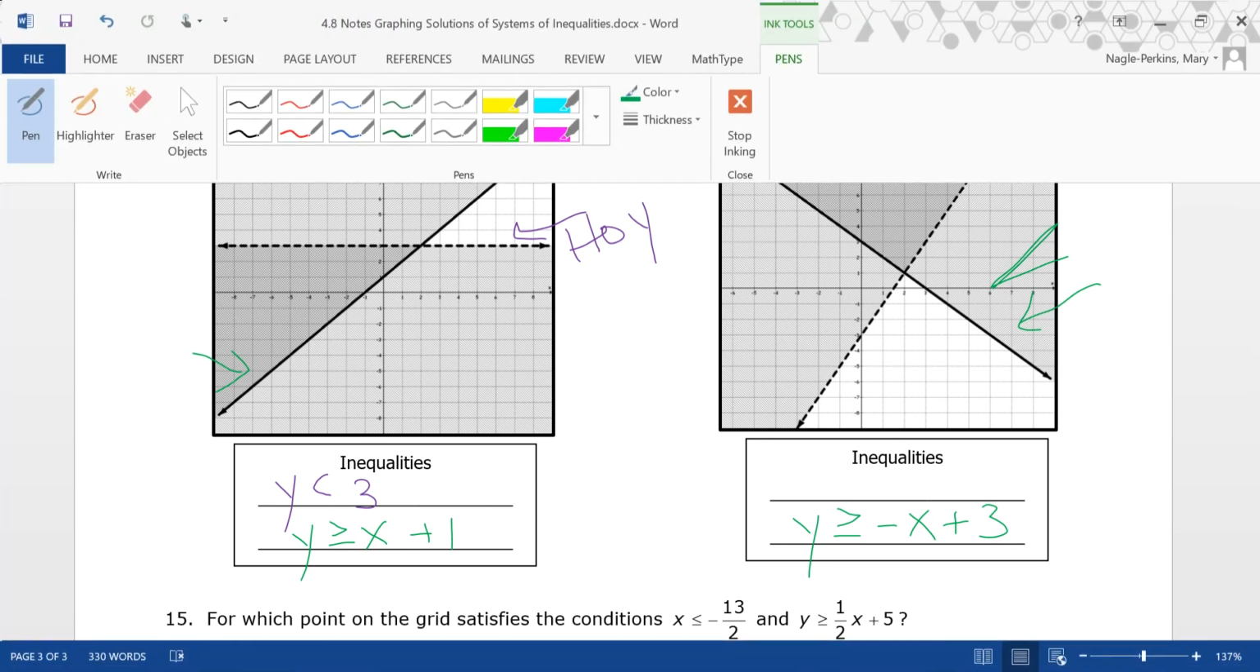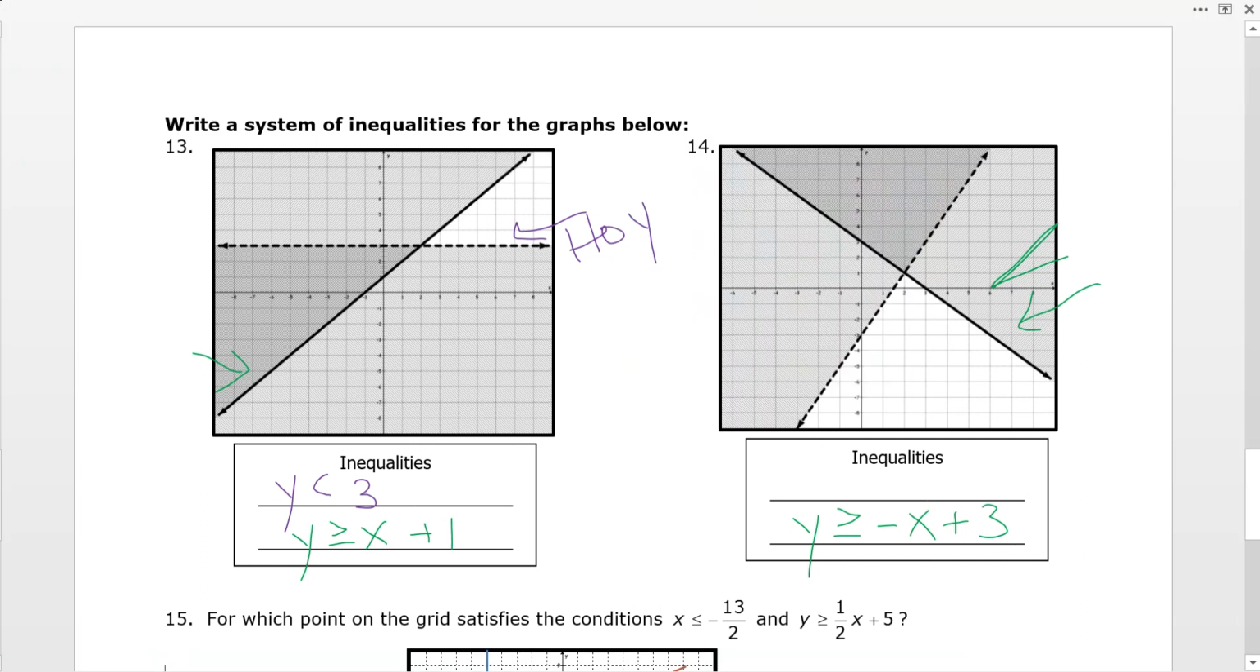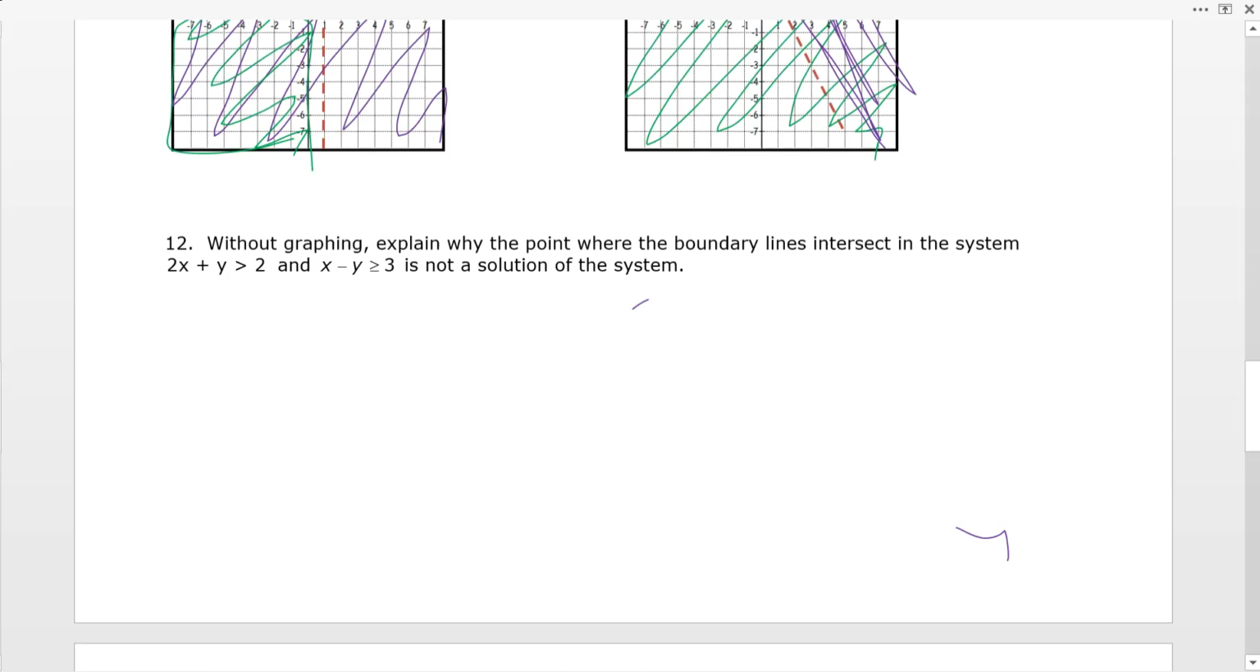Okay, and then my dotted line goes through -3. So it's going to be -3. The slope is positive. Looks like it's 2 over 1. So I'm going to have 2x. And it's not going to have the equal to sign because it's dashed and it's shaded also above, so it's going to be greater than. So those are my two lines. Hopefully you can see why. You can see the shading and how the dotted line works.